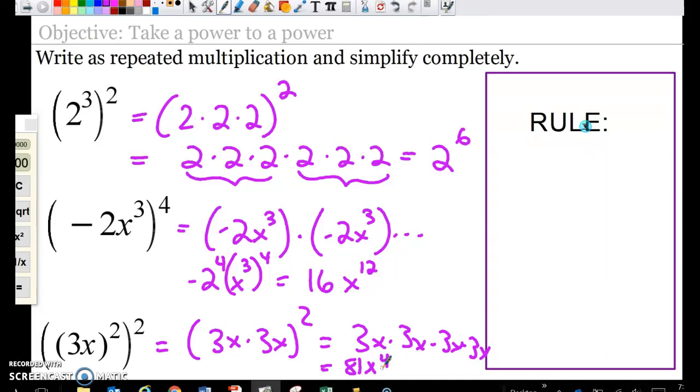Okay. The rule for this one is when I have an exponent raised to an exponent, do you notice what the rule was? 3, 2 makes 6. 3, 4 makes 12. Power or exponent to another power means you multiply the exponents.